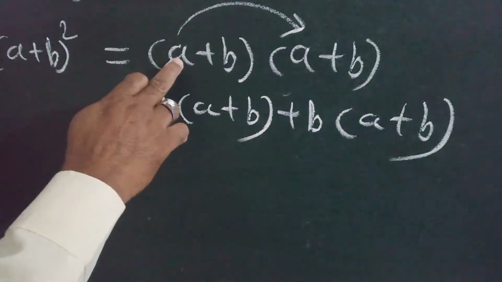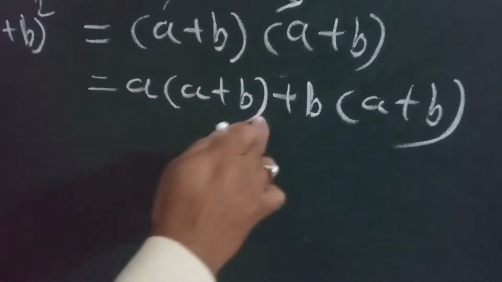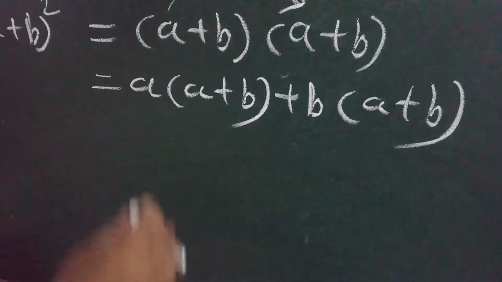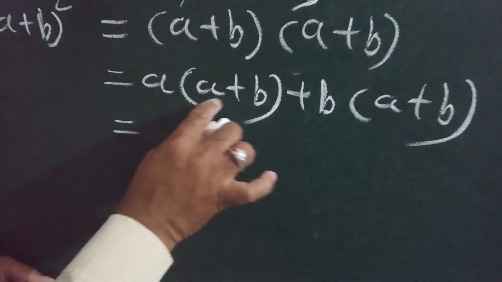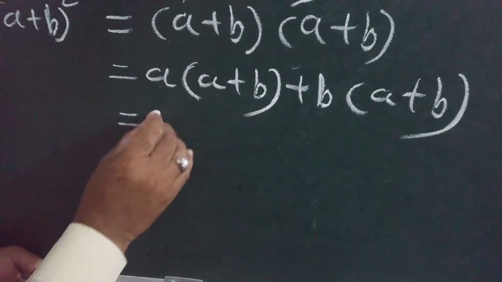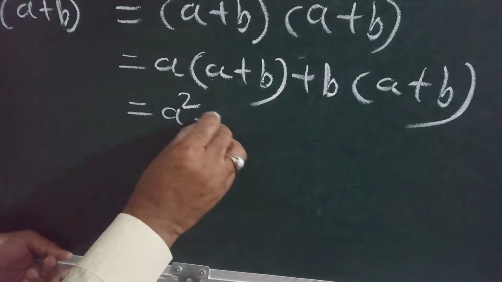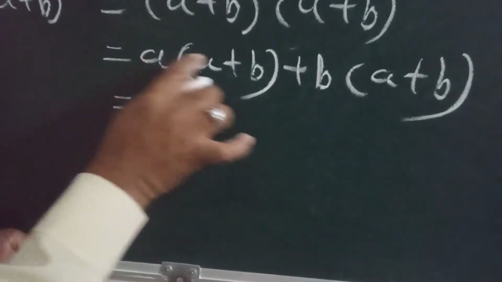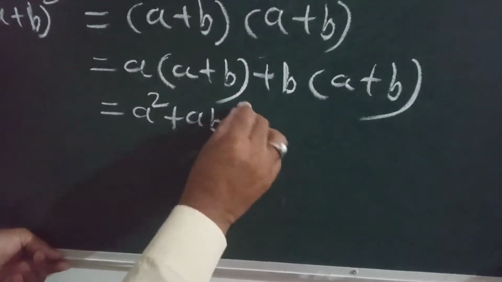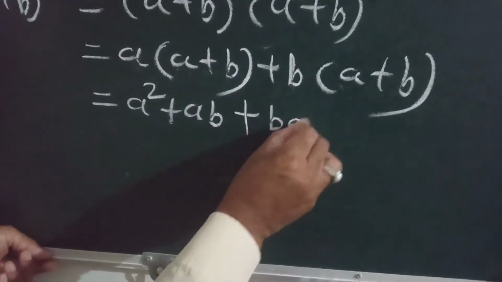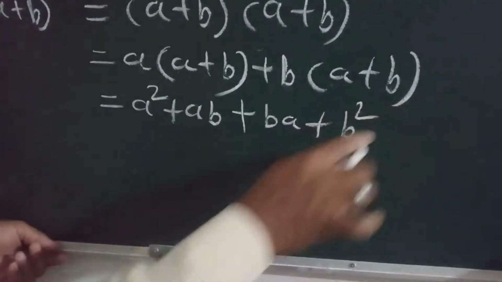Like this, the first term of this bracket is multiplied by the second bracket, and the second term of this bracket is multiplied by the same bracket. So now we multiply a to each term of the bracket. a into a, a square. a into b, plus sign is here, so write plus, a into b, ab. Next b into a, ba, and b into b, b square.